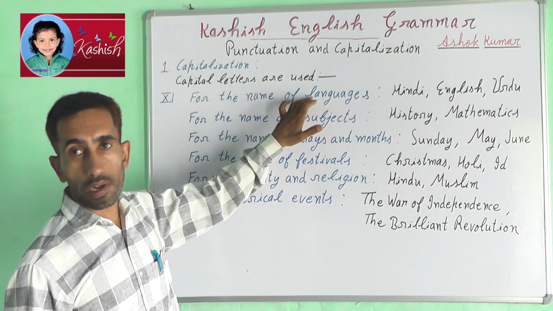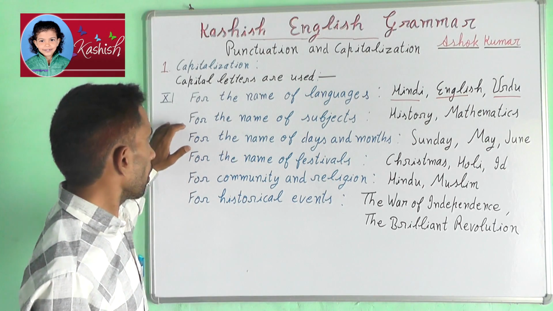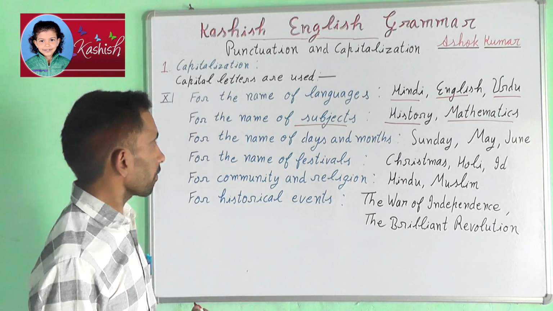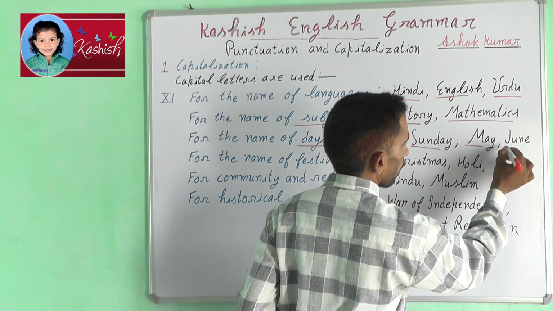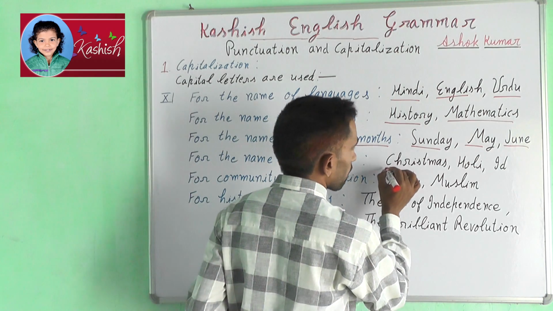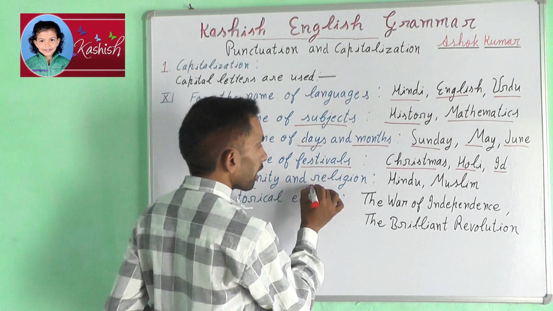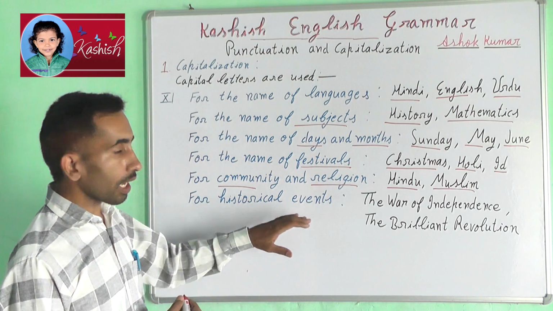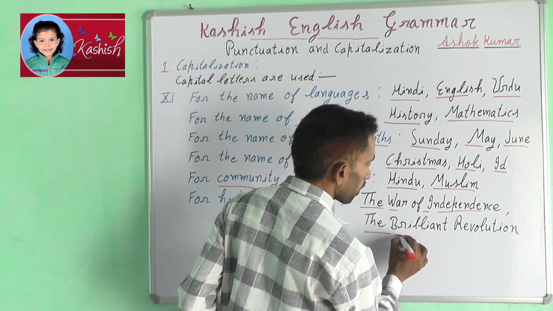Eleventh, for the names of languages such as Hindi, English, Urdu, etc. For the names of subjects such as History, Mathematics, etc. For the names of days and months such as Sunday, May, June, etc. For the names of festivals such as Christmas, Holi, Eid, etc. For community and religion such as Hindu, Muslim, etc. For historical events such as the War of Independence, the Glorious Revolution.